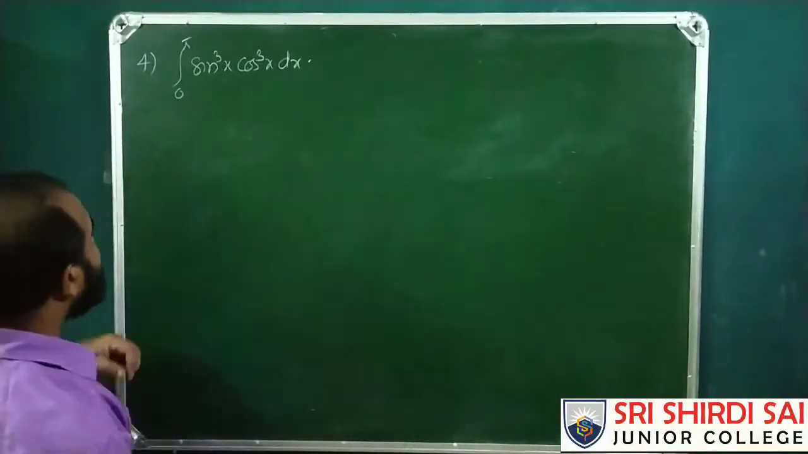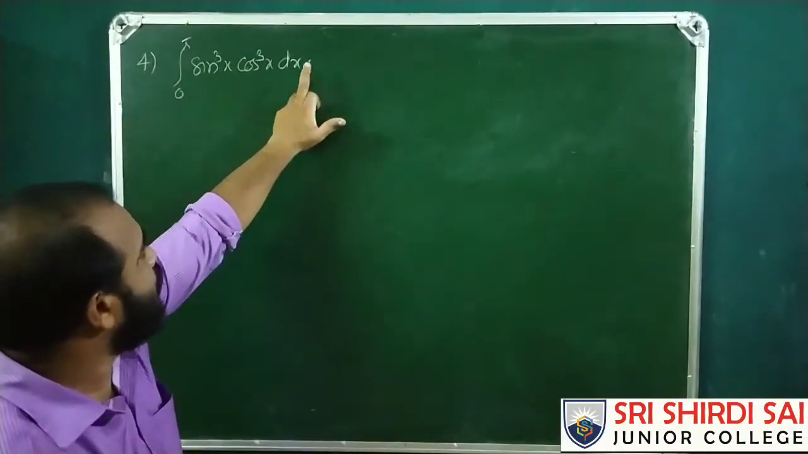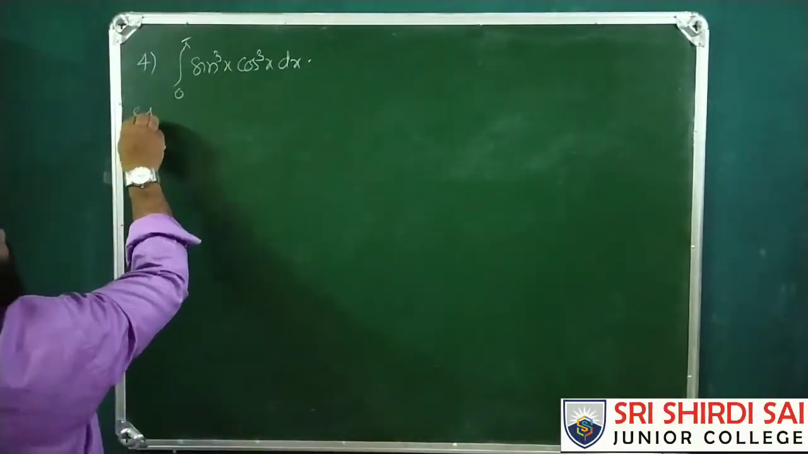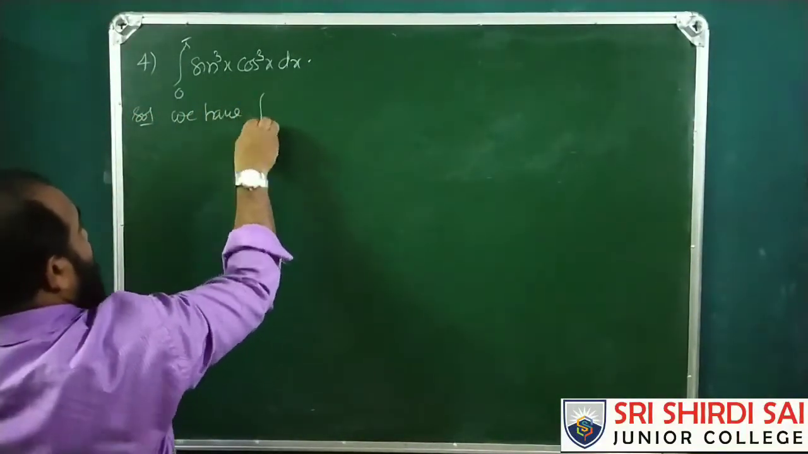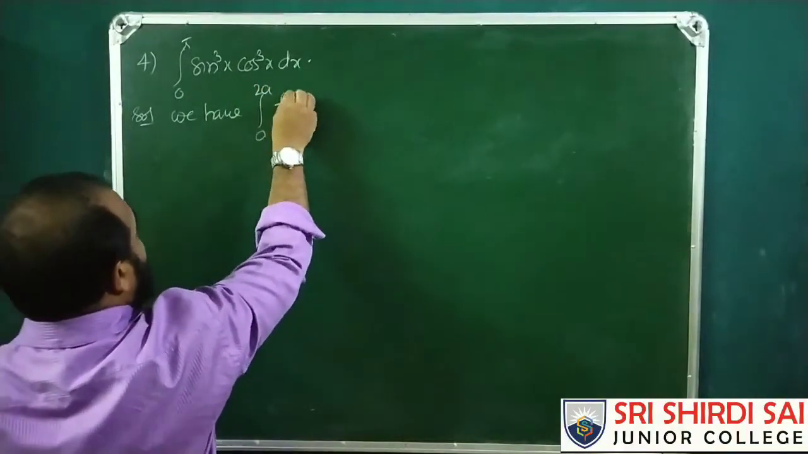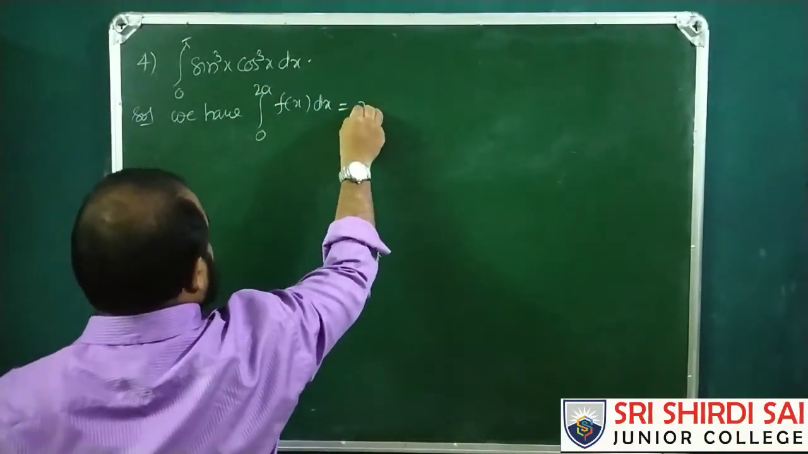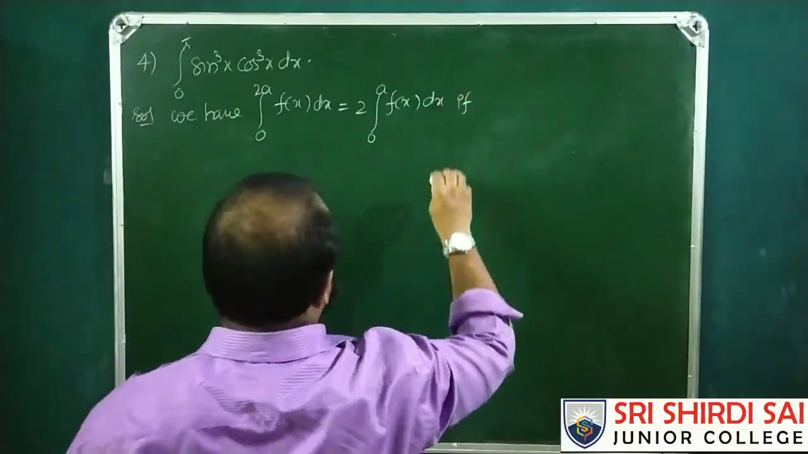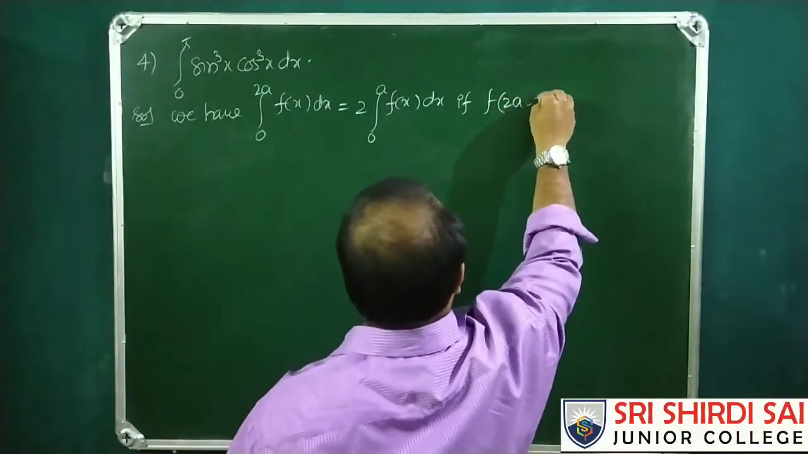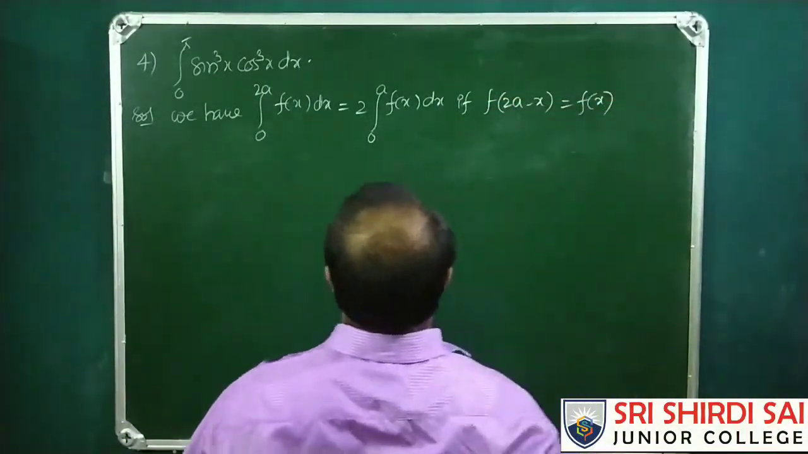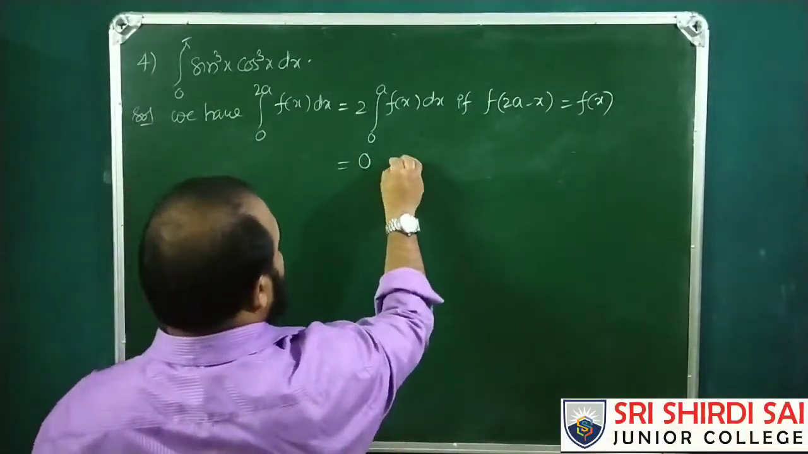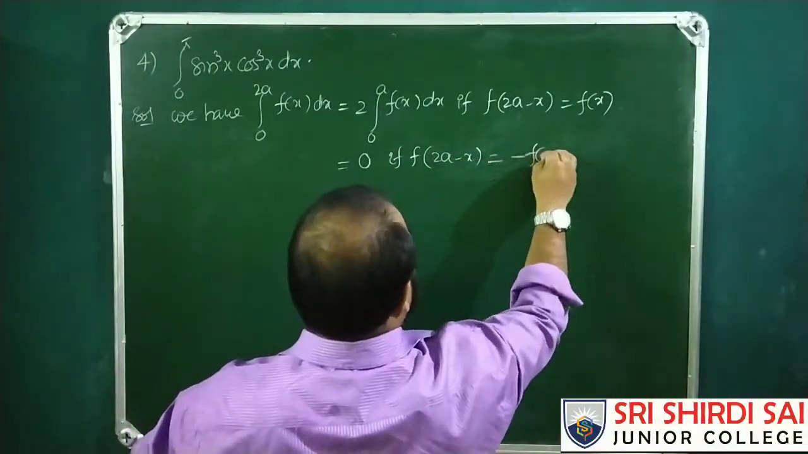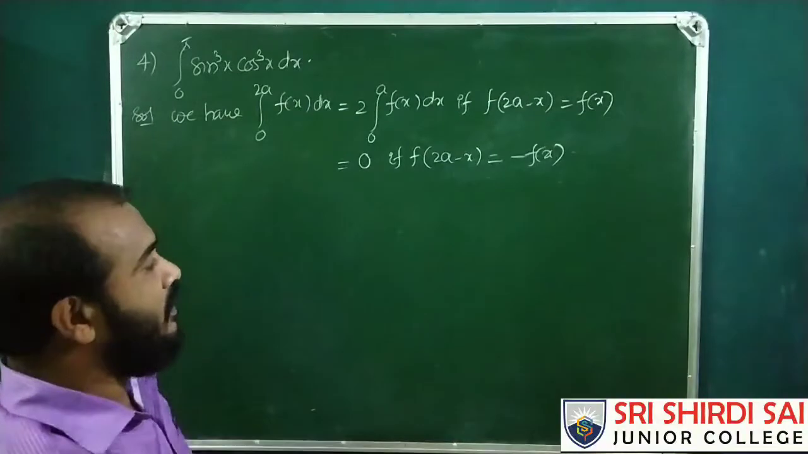So the next question is the integral from 0 to pi of sin cube x into cos cube x dx. So how do we do this? We have the integral from 0 to 2a of f of x dx is equal to 2 times the integral from 0 to a of f of x dx if f of 2a minus x equals f of x. Likewise, the value is 0 if f of upper limit minus x equals minus f of x. This we have discussed in the properties.